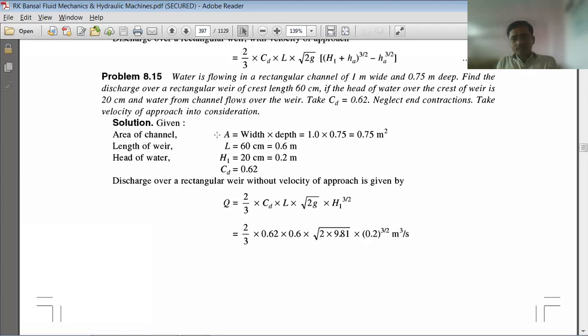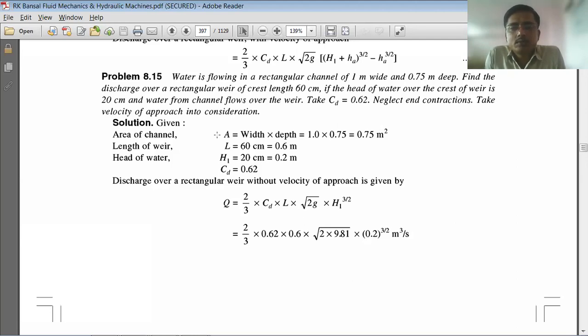Now, let us write down the given things. The width and depth of the channel are given. So we need the cross sectional area of the channel, because while finding the velocity we divide the discharge by the cross sectional area. Area of channel is equal to width into depth, 1 by 0.75 is equal to 0.75 meter square. Length of weir is given 60 centimeter, that is 0.6 meter.